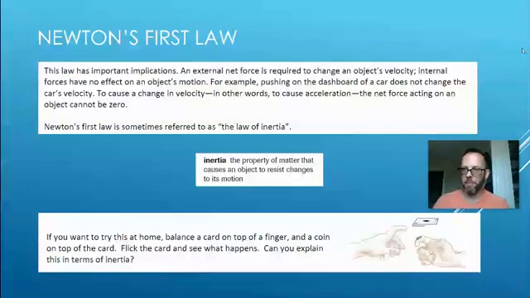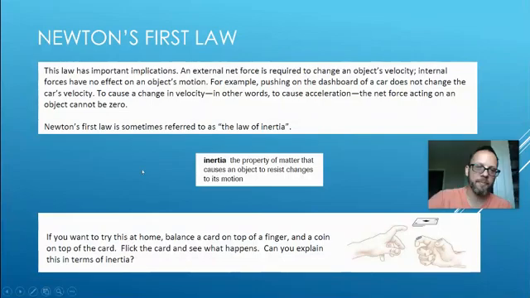And you might have seen people with a full tablecloth, with like a fully prepared table, plates, cutlery, etc. And they whip out that tablecloth, but all the cutlery and stuff stays there. That's an example of inertia as well. That would have taken a long time to set up. So here I have my coin and card.